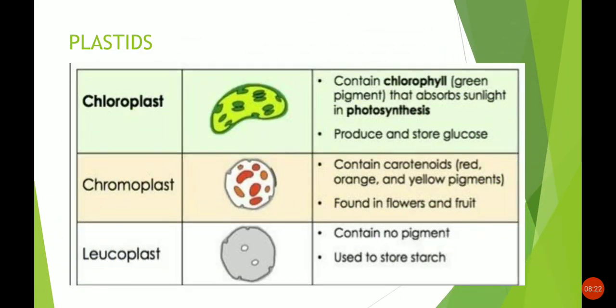Next, these are plastids. Plastids are of three types: chloroplast, chromoplast, and leucoplast. Chloroplast is a green color pigment, which is mostly in plants, and it produces and stores glucose. Chromoplast contains carotenoids, which are red, orange, and yellow in color, and is found in flowers and fruits. Leucoplast is colorless and contains no pigment, and is used to store starch.